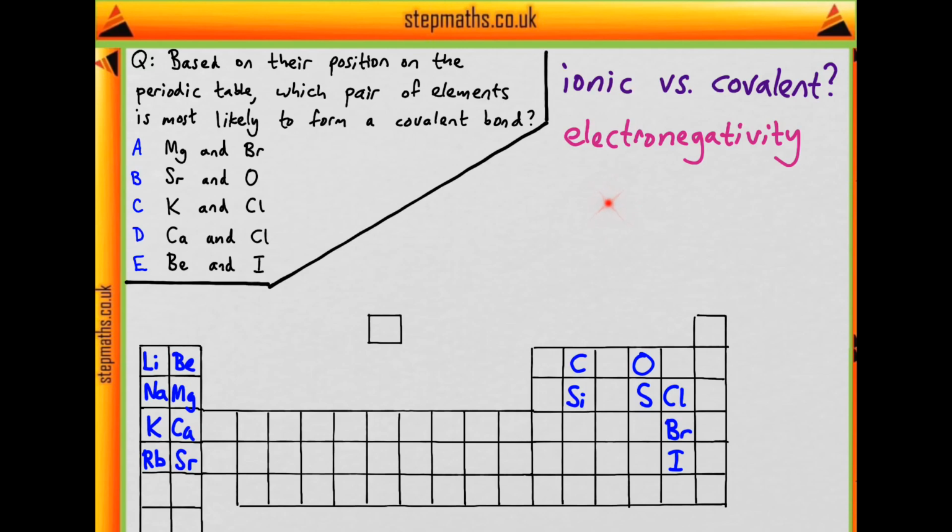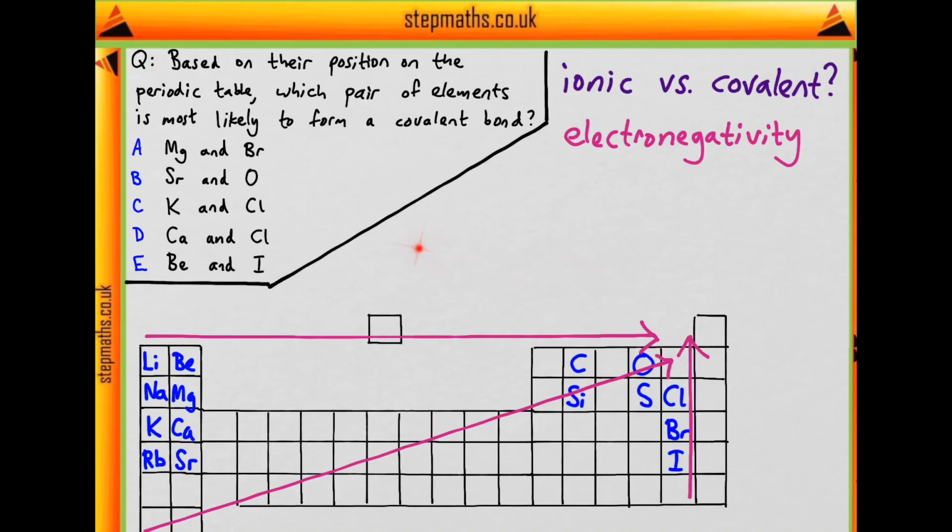So how are we going to do this? Well, we need to look at which pair of elements is the most similar in electronegativity, because they're most likely to form a covalent bond. So let's get started. How does electronegativity change across the periodic table? Well, we know that it increases across the period and up the group. And so what does the overall trend look like? Something like this. So the bottom left is the least electronegative and the top right is the most electronegative.